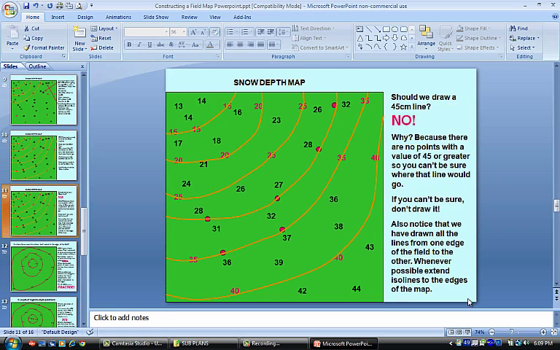Okay, next question. Should we draw a 45 centimeter line? The answer is no, because we do not have a physical value of 45. We have values reaching up to 44, but on this particular map, there's no reason to put a 45 contour line because it just does not exist in this case. So this map is correct the way it is. If there was a 45 centimeter reading, then we would plot a little line, but it's not necessary on this map.